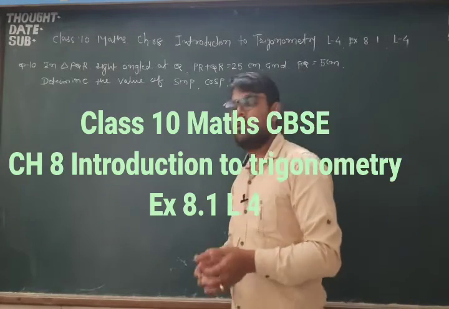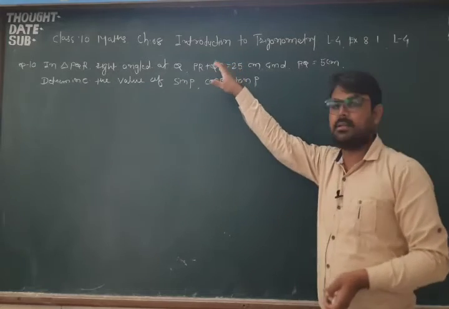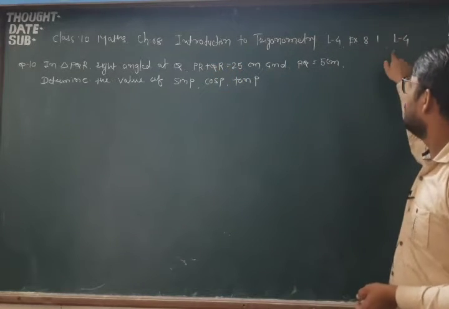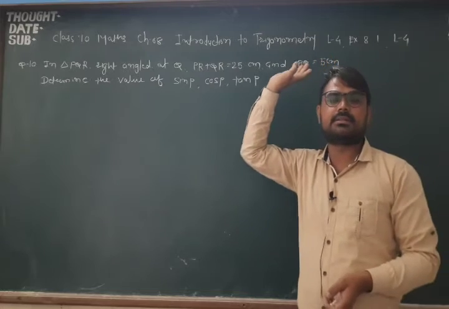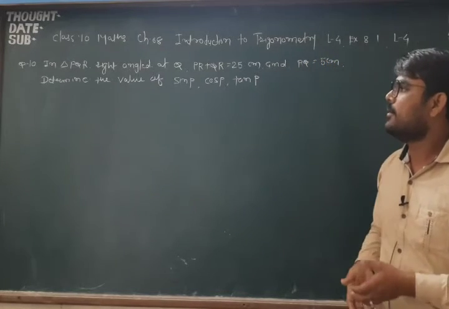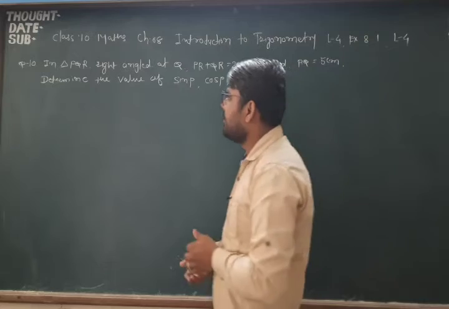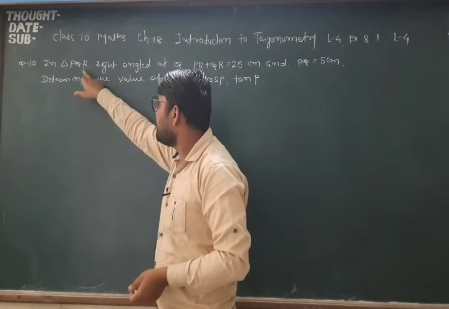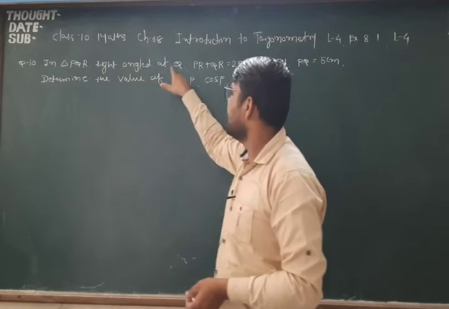As we know, we have started our new chapter that is about introduction to trigonometry. Today we are at lecture number 4 and the same exercise that we have discussed in the previous lecture, exercise 8.1. Friends, look at the example. What is given? In triangle PQR, right angle at Q.